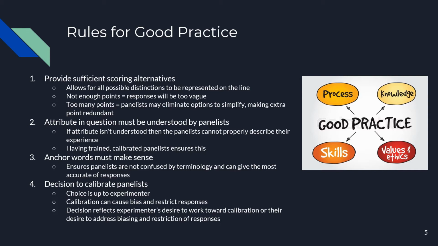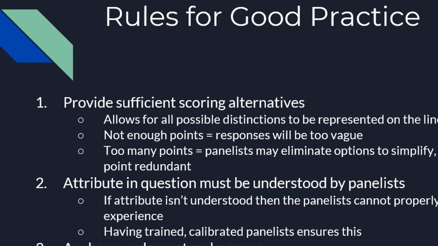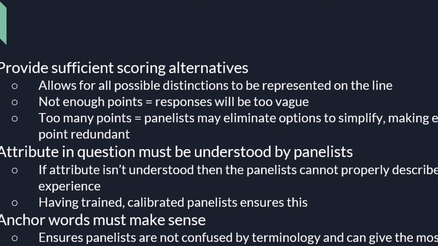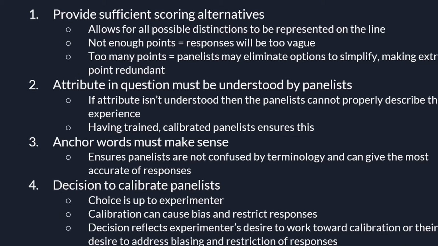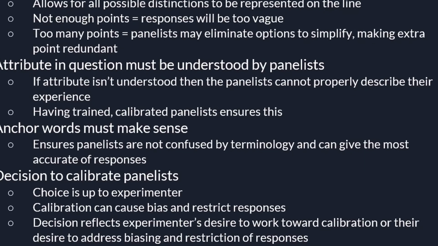Next are some rules for good practice when using the line scale. Number 1 is to provide sufficient alternatives. This allows for all possible distinctions of an attribute to be represented on the line. Not enough points on the line leads to vague responses, and too many points leads to panelists eliminating scoring options to add simplicity. Second rule is that the attribute in question must be understood by all the panelists. If a panelist doesn't understand what they are looking for, then they can't properly describe their sensory experience. And having trained, calibrated panelists ensures that this rule is met.